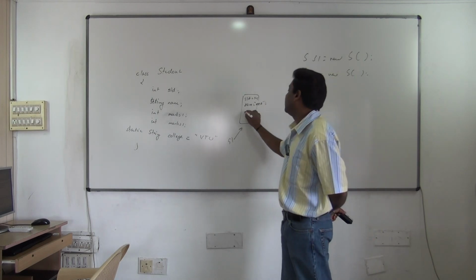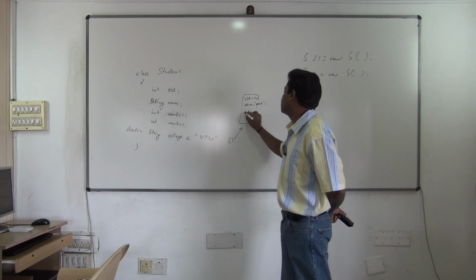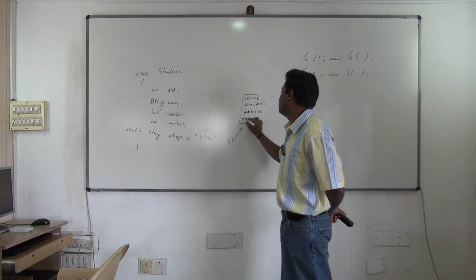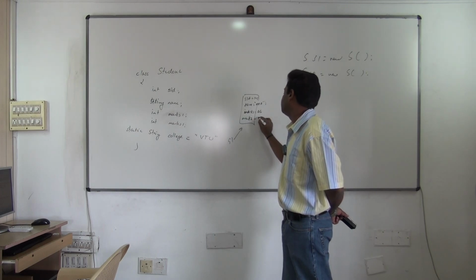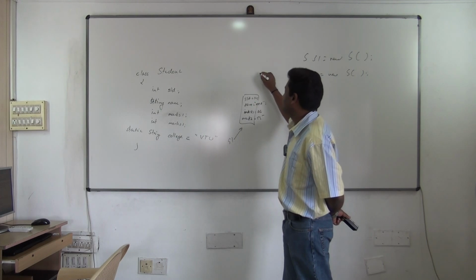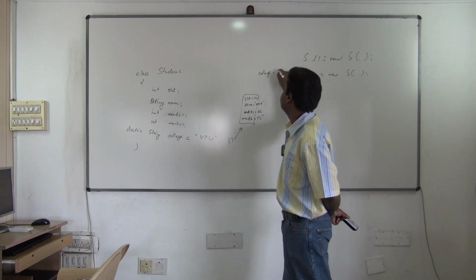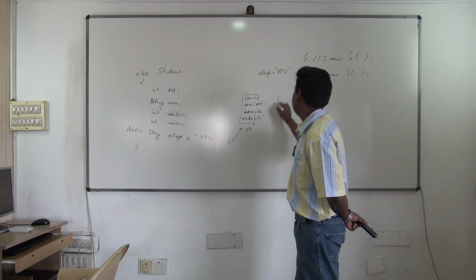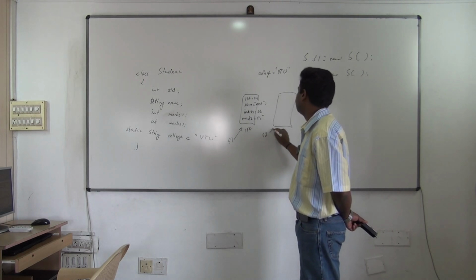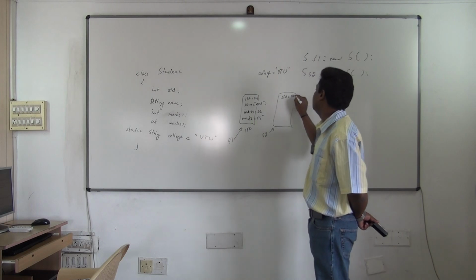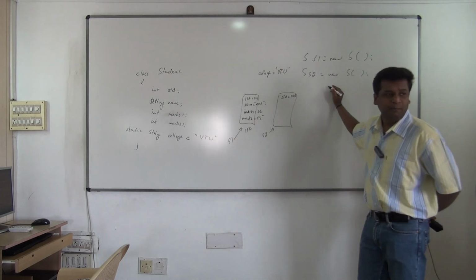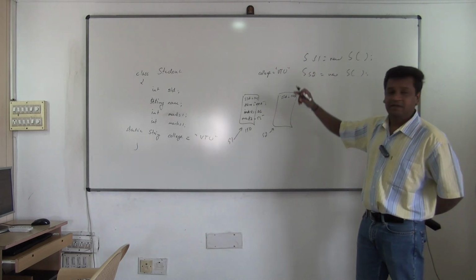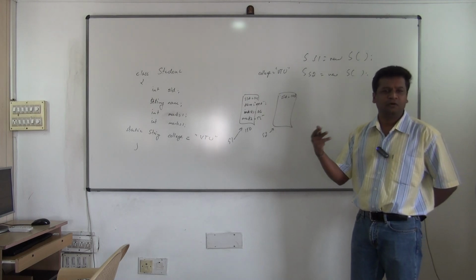Then you can have int marks 1. He'll have his 66. He'll have marks 2, which is 55. But college will be somewhere outside, VTU. Then this is one object of student. You'll have another object of student now, S2. SID is equal to 102. That means you can assign it with the dot operator. S1 dot SID is equal to 101, hard coding, dot operator, anything.